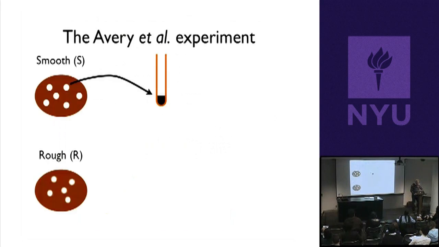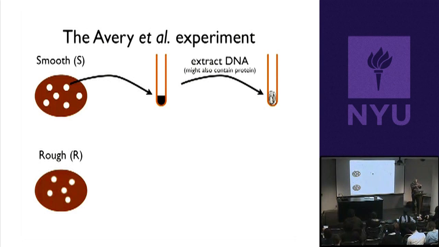Here's what they did. Started out exactly the same as Griffith. Smooth cells, stick them in a test tube. Okay? Now, instead of just heating them up, what they did is they did a bunch of sort of biochemical trickery and extracted the DNA out of this mixture. Like I said, it's not that hard to get DNA out of a mixture. All it takes is a margarita, right? So they have DNA in a test tube now.